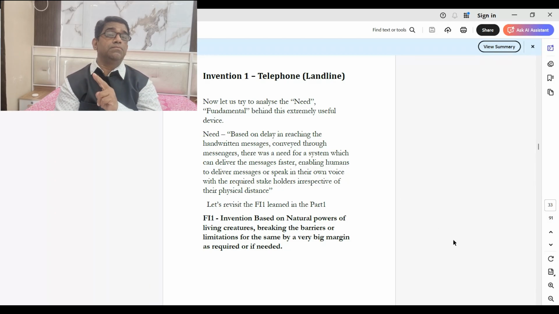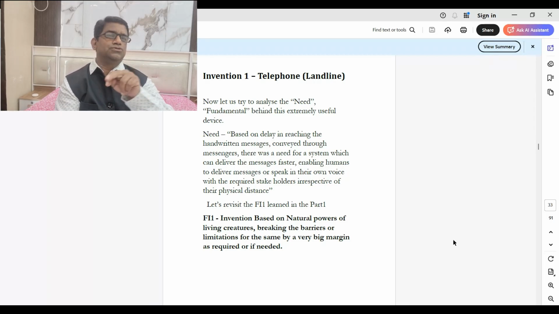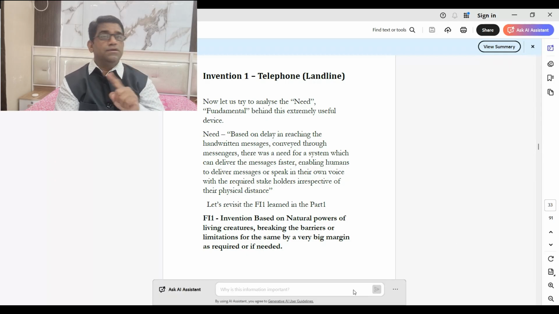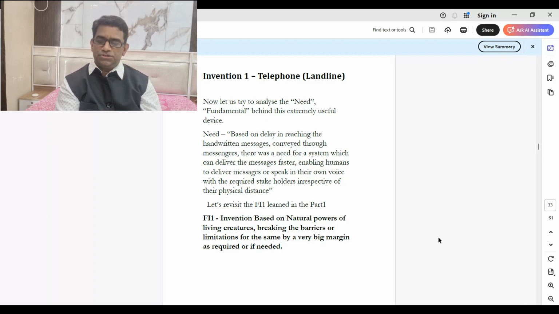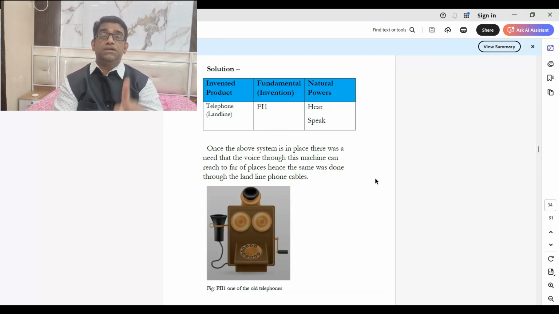Let's revisit the fundamentals. FI1, which stands for fundamental for invention number 1 in part 1. What did we discuss there? The fundamental one was invention based on the natural power of living creatures, breaking the barriers or limitations for the same by a very big margin as required or needed. So the solution is in this table. We can see the solution is the telephone landline, the fundamental is FI1, and what's the natural power? It is trying to eliminate the limitation of hear and speak.